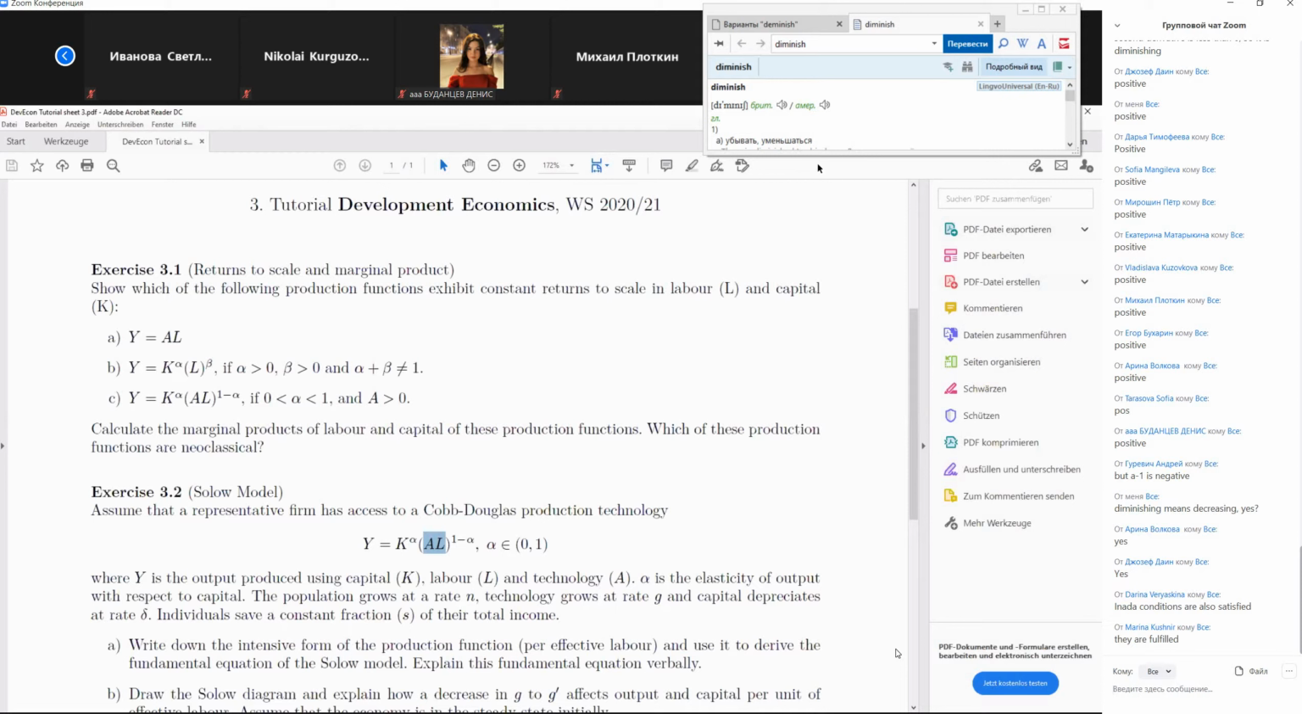Right, and now we have to write down the intensive form of the production function per unit of effective labor and use it to derive the fundamental equation of the Solow model. This fundamental equation is important, but before we do this, we have to define what is effective labor. Now we have not just per capita terms, but per unit of effective labor. That's a bit more advanced.